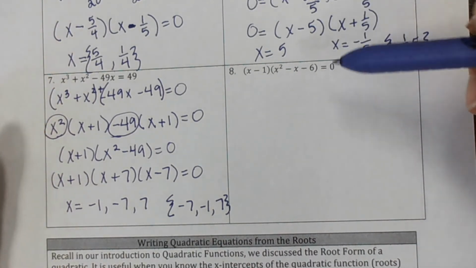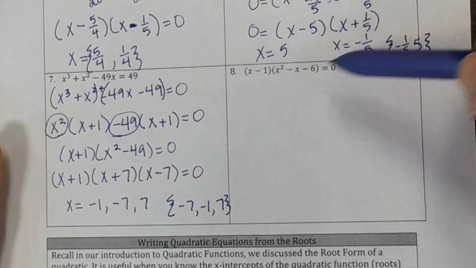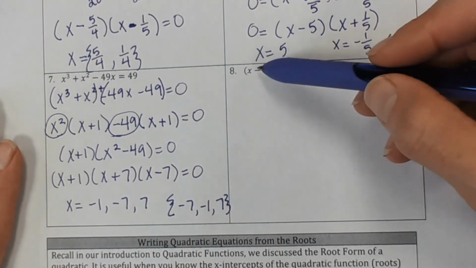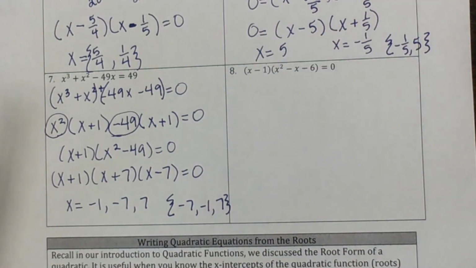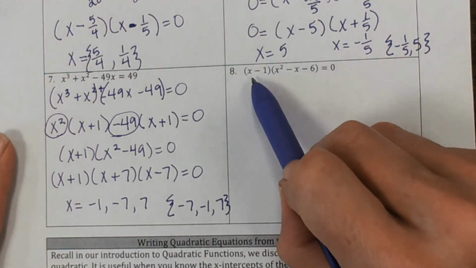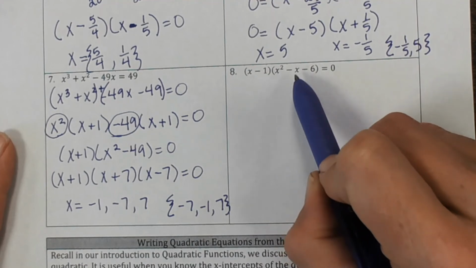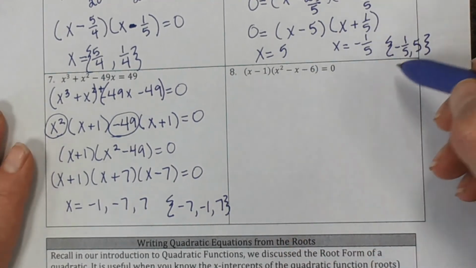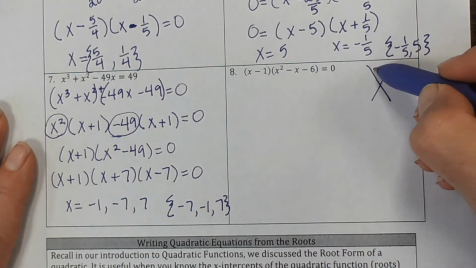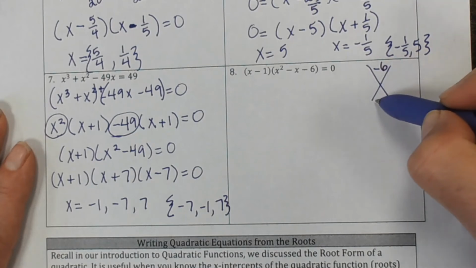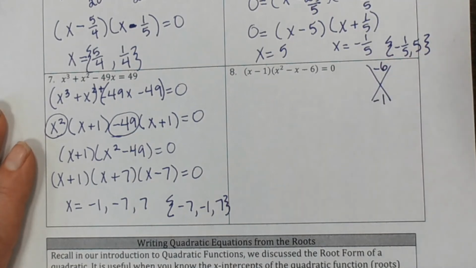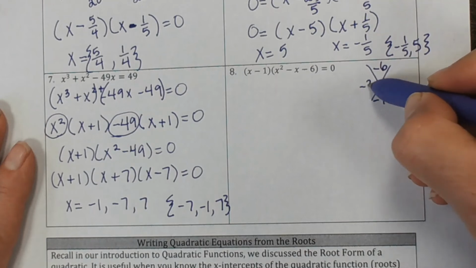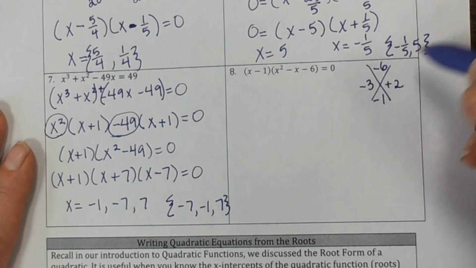Okay, now every once in a while you get one that you're like, okay, well now I can just set these equal to 0, but not quite. It's almost factored for you. You have one factor already factored out, but we can see if we can factor this. So again, I'm trying to multiply to negative 6, combine to negative 1. I know those factors would be negative 3 and positive 2.